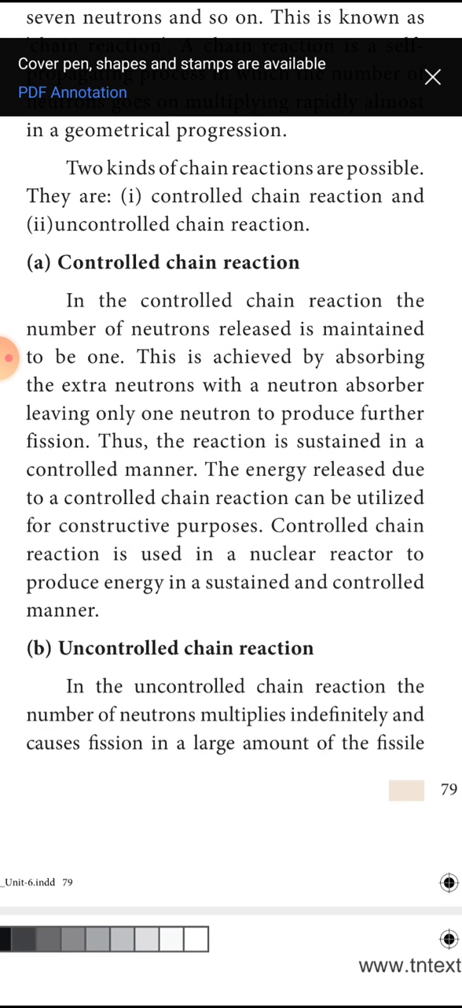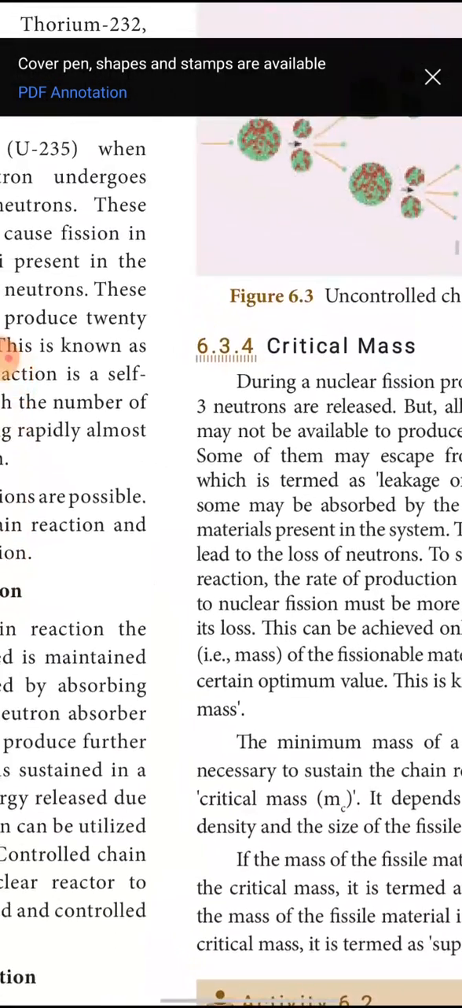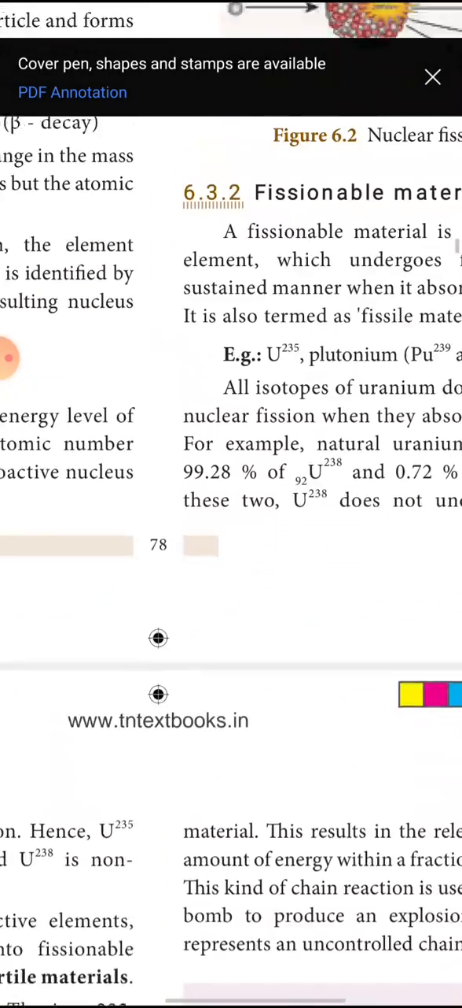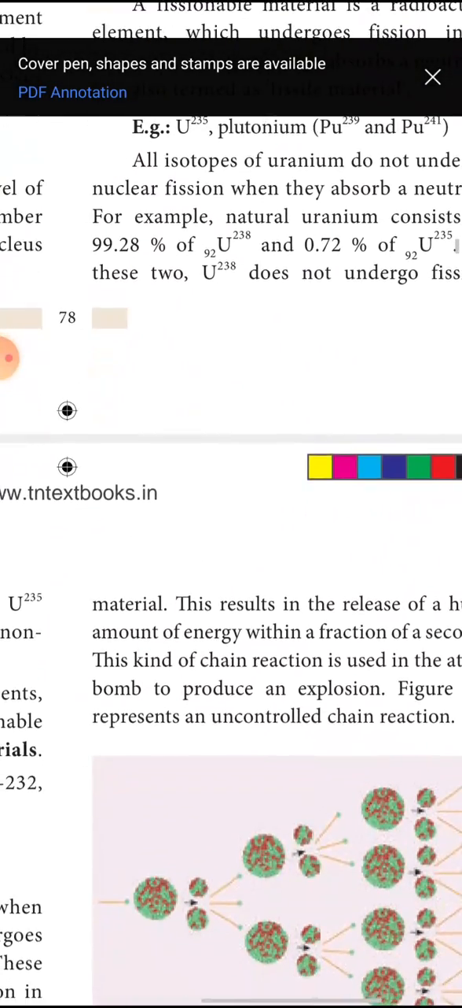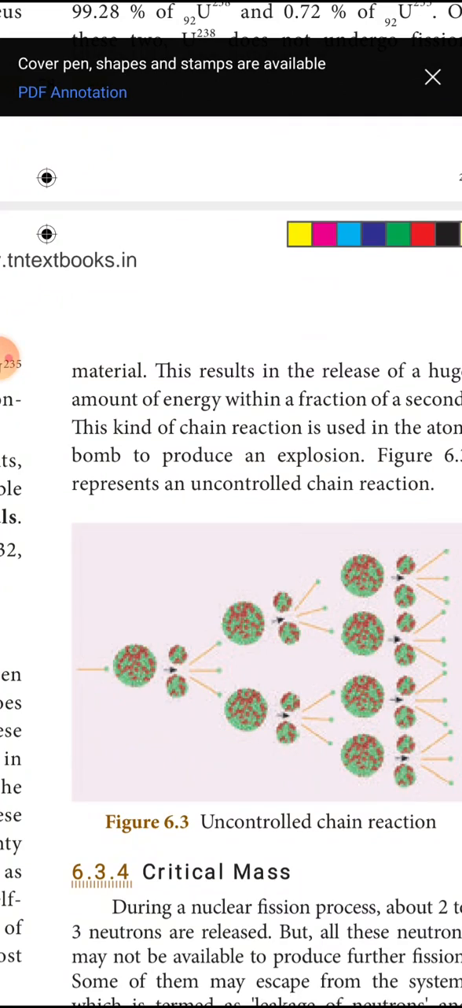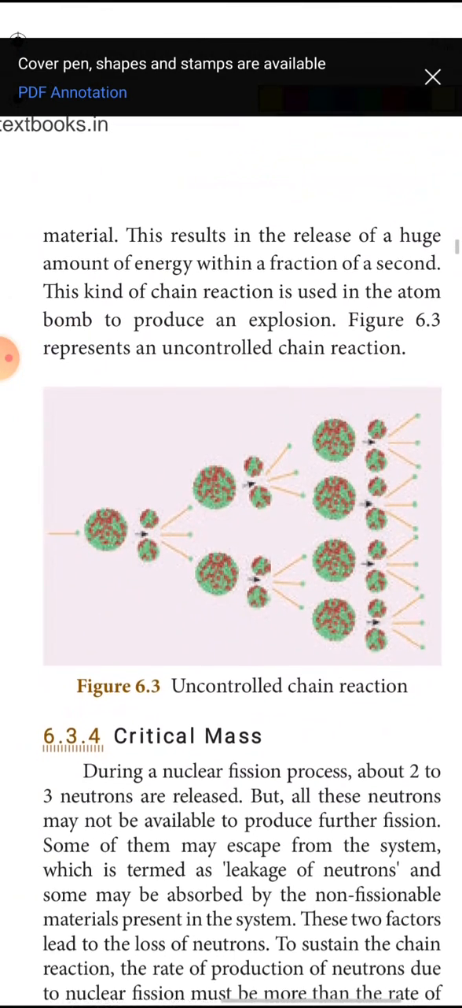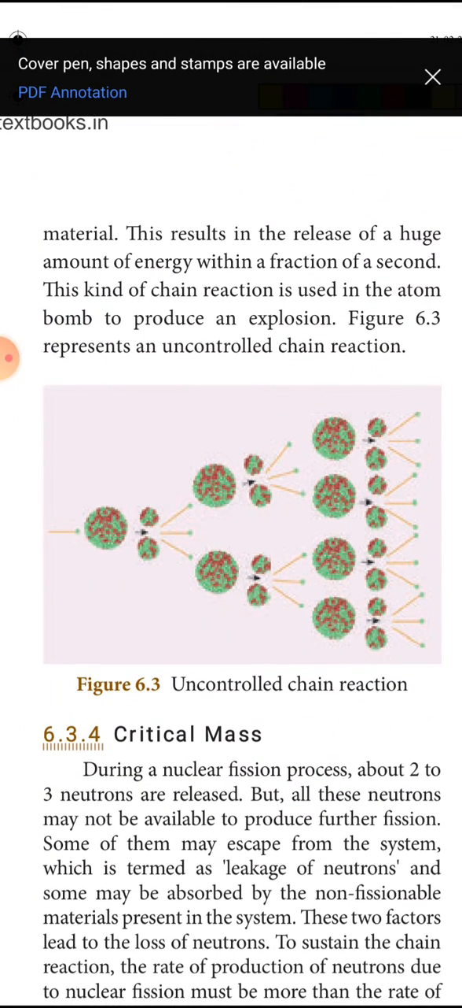Uncontrolled chain reaction. In the uncontrolled chain reaction, the number of neutrons multiplies indefinitely and causes fission in a large amount of the fissile material. This results in the release of a huge amount of energy within a fraction of a second. This kind of chain reaction is used in the atom bomb to produce an explosion.